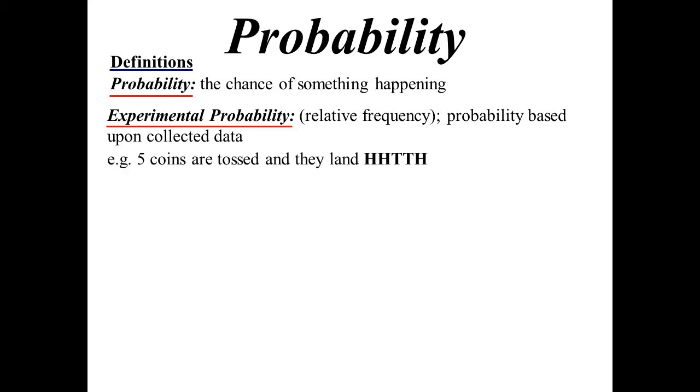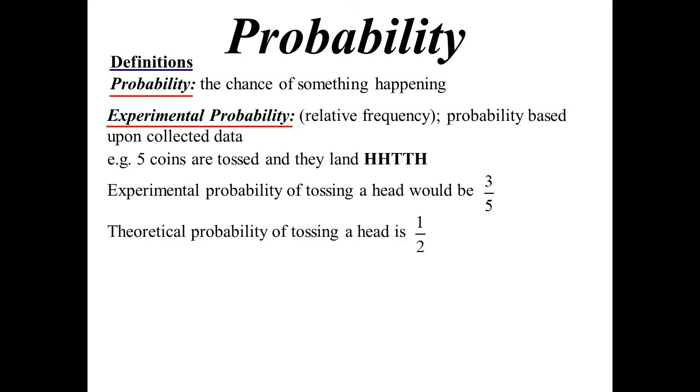So if we toss 5 coins and they happen to land head, head, tail, tail, then head, we'd say the experimental probability of tossing a head would be 3/5. Now we know in reality, of course, it's 1/2. But by just looking at the experiment, we would assume that it's 3/5. So that's the difference between experimental probability and our theoretical probability.